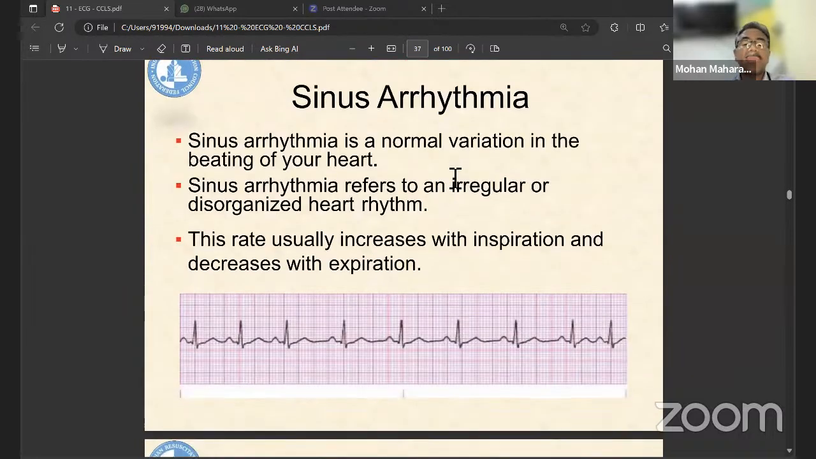Now, in sinus arrhythmia, what is it? Sinus arrhythmia is a normal variation in the beating of your heart. There is a variation.